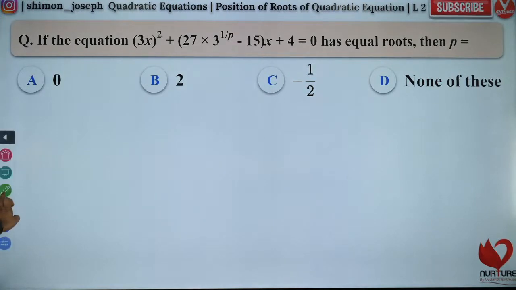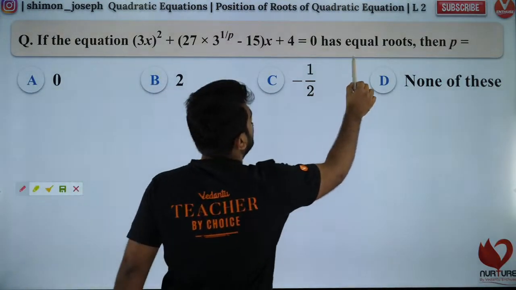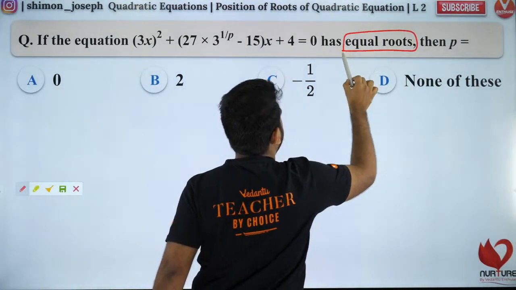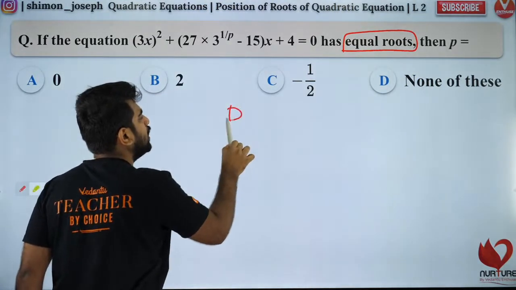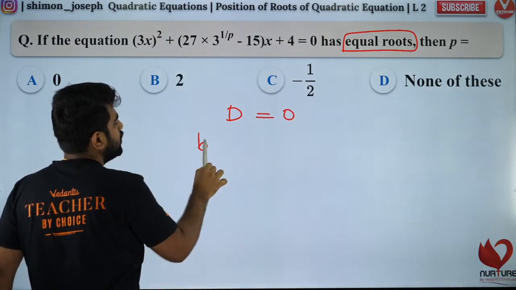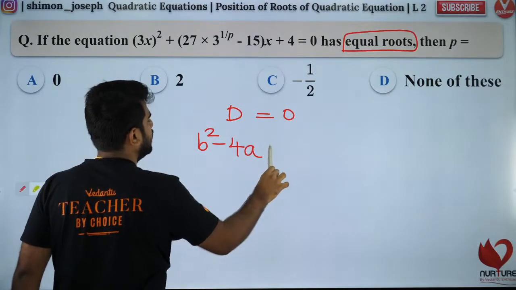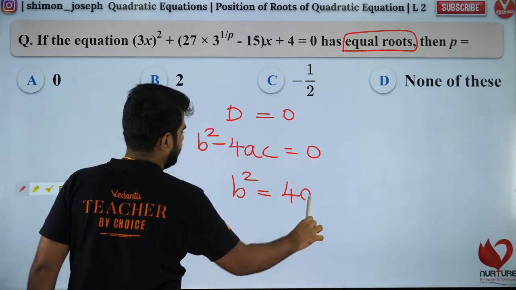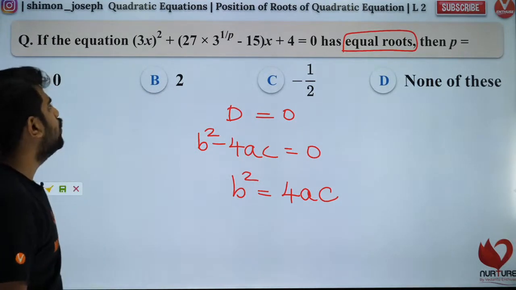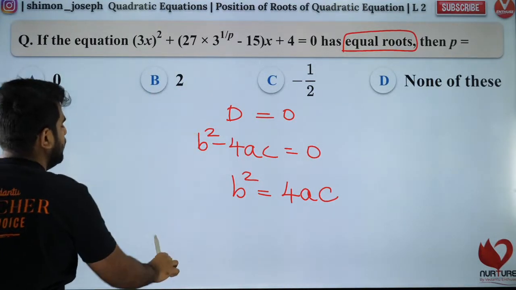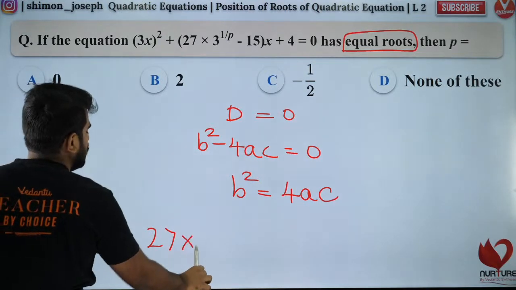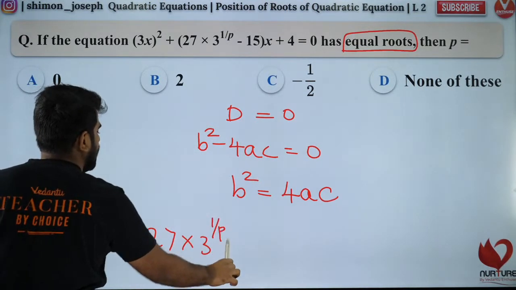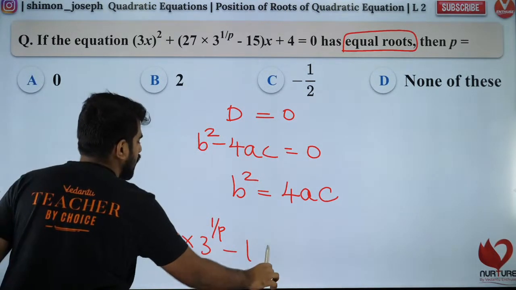So guys, first of all, you have equal roots. Whenever you have equal roots, what does it mean? Equal roots means your discriminant is 0. That means your b square minus 4ac is equal to 0. That means b square is equal to 4ac. So that is what you need to do. So what is b square? B square is 27 into 3 to the power 1 by p minus 15 whole square.